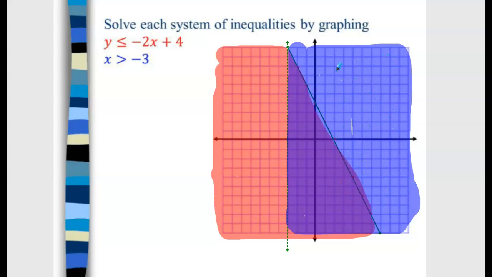So again, their overlap ends up becoming that purple region right in here. So this triangular region is my solutions. And again, it's important to note that the solutions come from the shaded region, and this time they also include the red line, because the red line is less than and equal to.